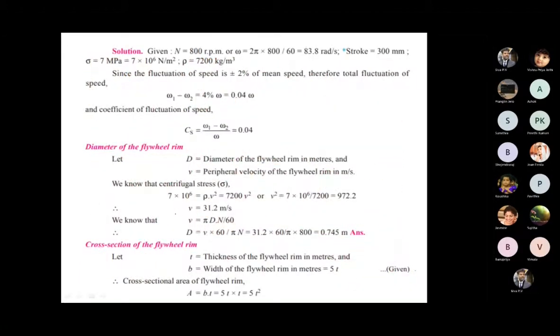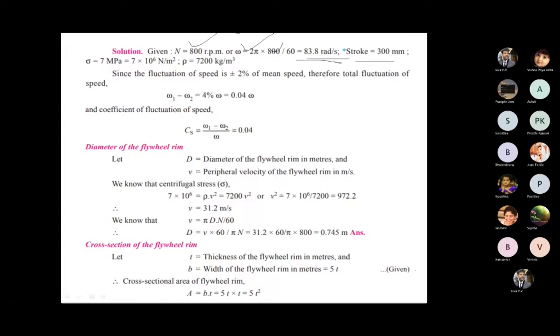Solution: speed n value given is 800. If the speed value is given, we convert it into omega. So angular velocity omega equal to 2 pi N divided by 60. Substitute N value 800, and after simplifying you get 83.8 radian per second.